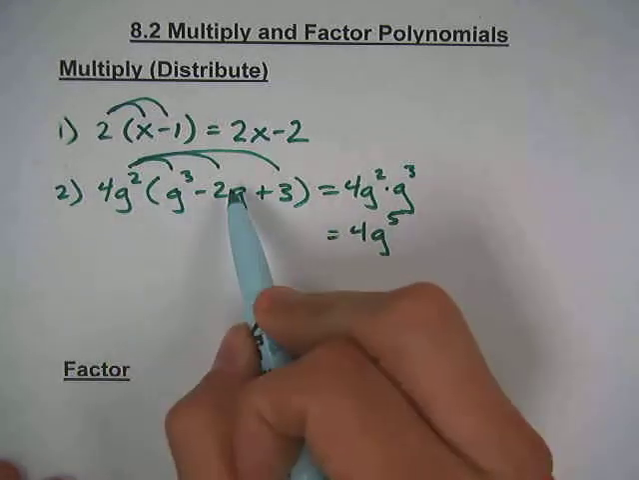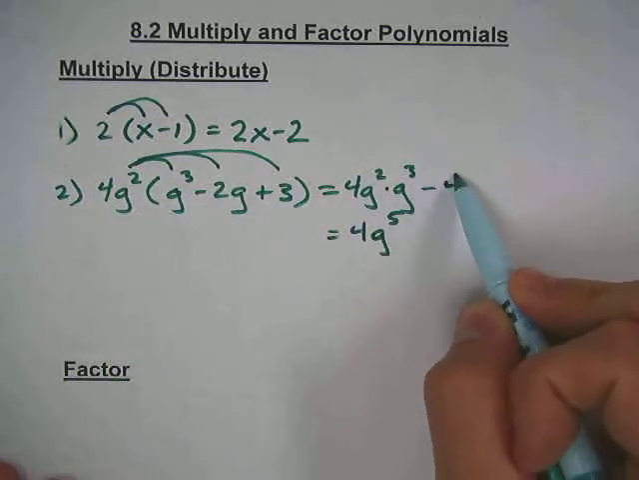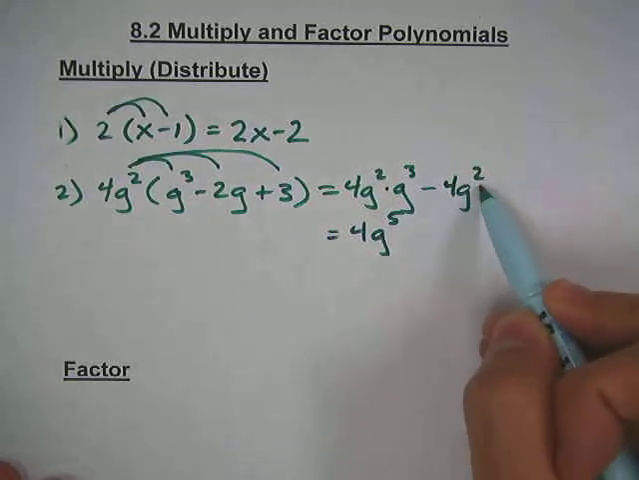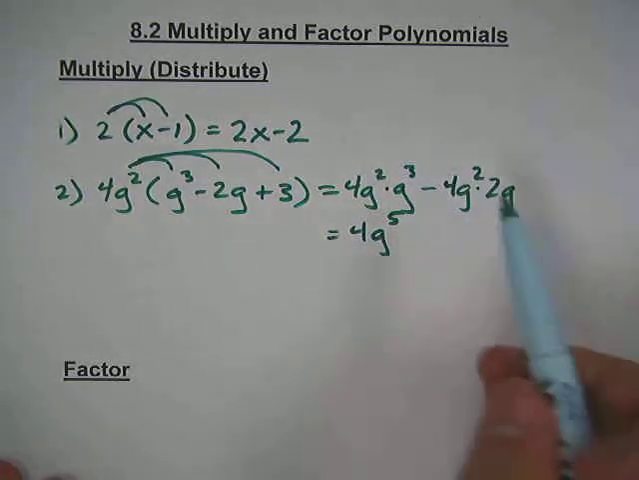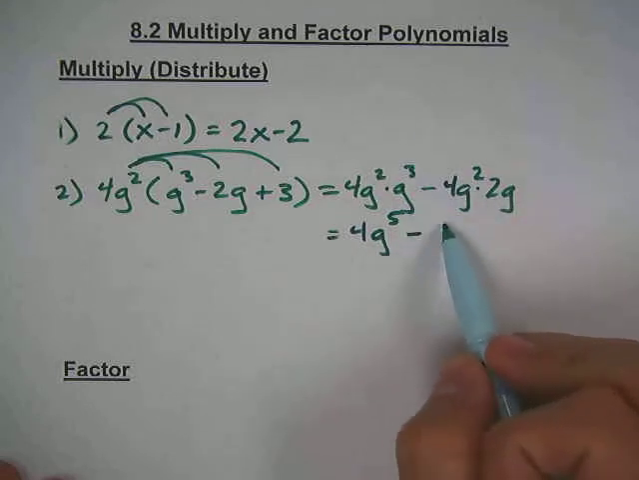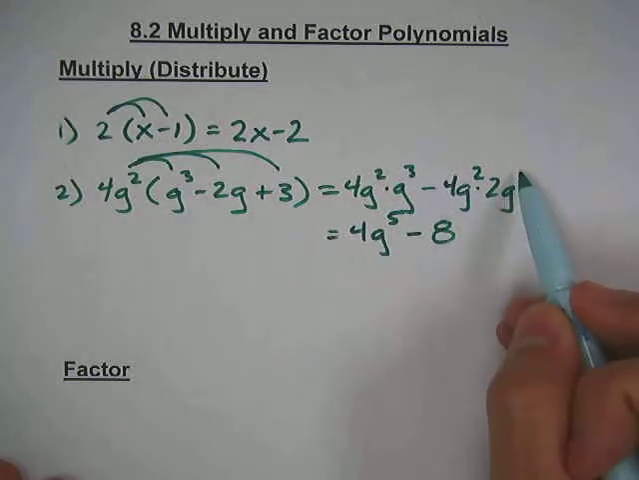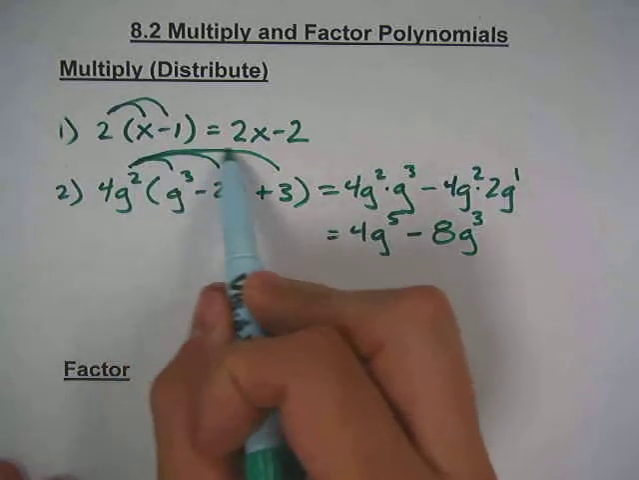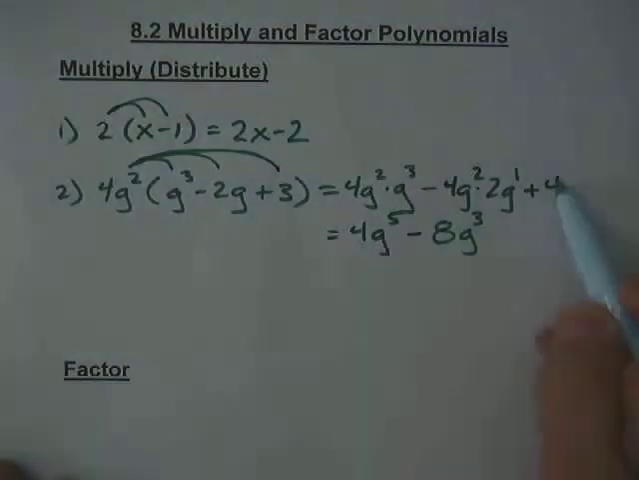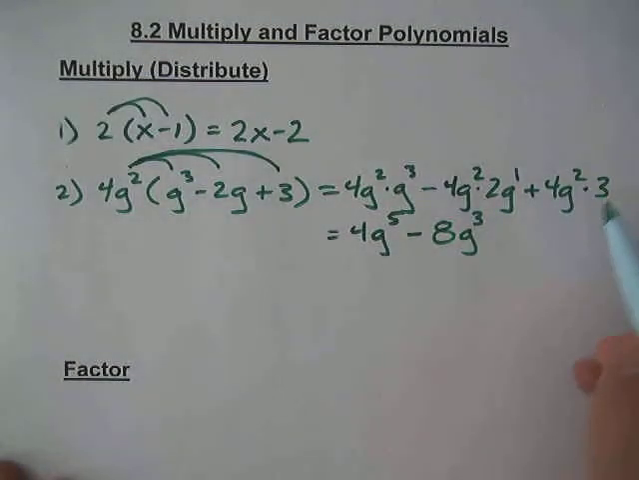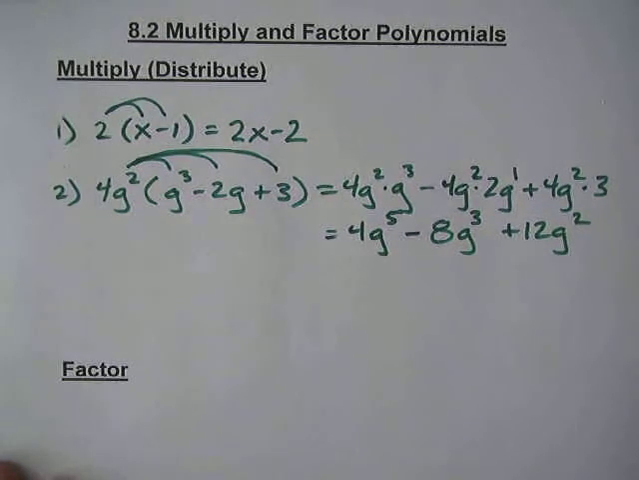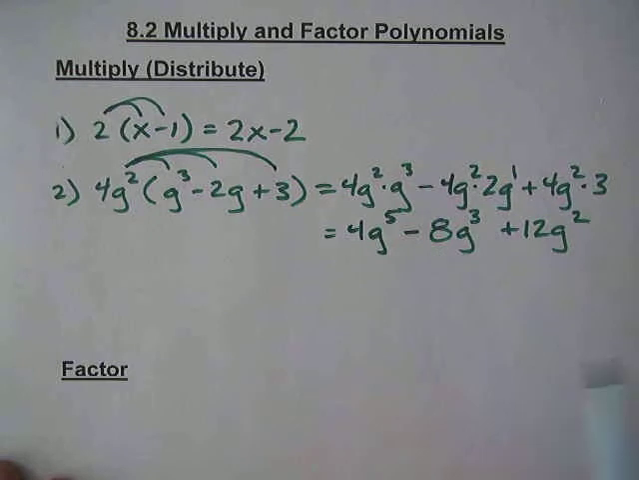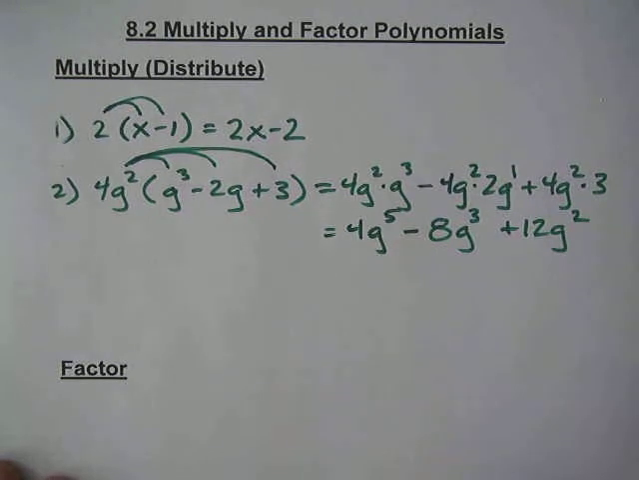So when I multiply 4g squared times this, it would be 4g squared times 2g. So I'm going to multiply 4 times 2, 8. G squared and g to the first is g to the third. And lastly, when I multiply it to here, it is 4g squared times 3, which would be 12g squared. Quick review, what type of polynomial is that? The trinomial. What degree? Fifth degree.